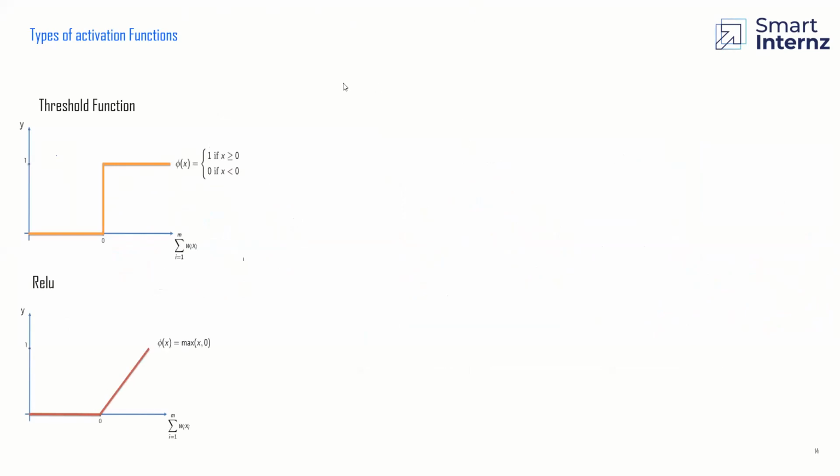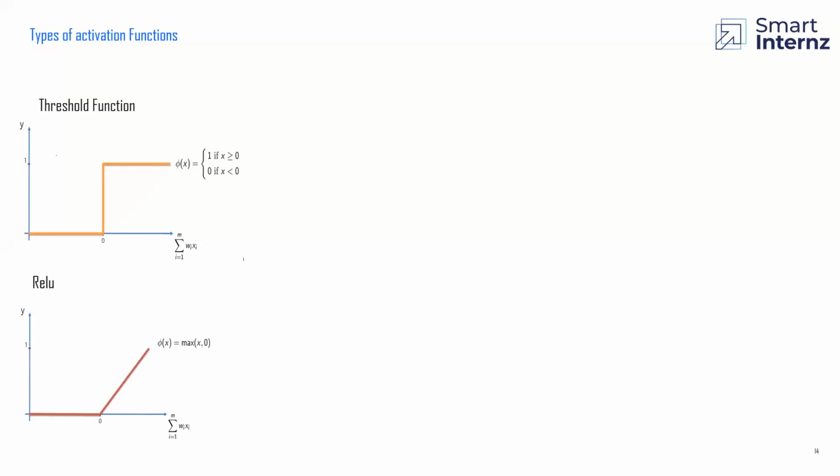Okay. So we have different types of activation functions here, such as the threshold function. If any value is greater than 0, it will always be treated as 1, and if any value is less than 0, it is always treated as 0. So the threshold function is nothing but a function where we can decide the threshold.